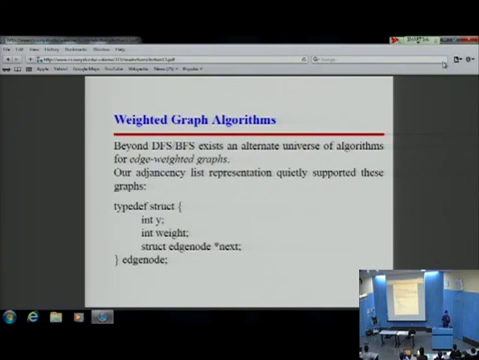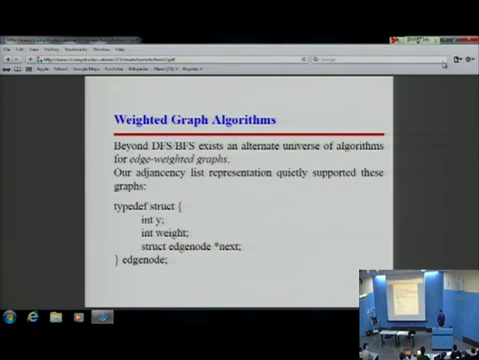For the rest of the unit on graph algorithms, I'm going to talk about basically two big killer apps of weighted graphs. Okay? Finding minimum spanning trees, and then finding shortest paths. Any questions about that?